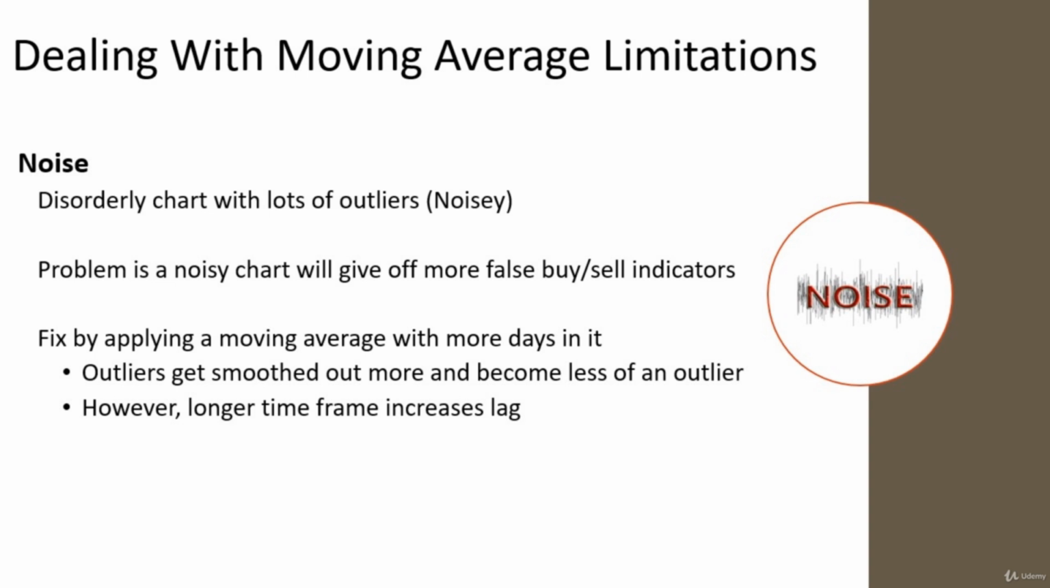You can fix that by applying a moving average with more days in it. Big outliers get smoothed out more and become less of an outlier, because a longer time frame will smooth that out more than a shorter one. However, a longer time frame will increase the lag a little bit more. It doesn't put as much emphasis on more recent prices. So with all these things, you have a give and take. But if you're dealing with a chart that seems real confusing, highs, lows, all over the place, and you want to get a feel for that moving average, try a longer time frame to give you another way of looking at it, understanding though that it might increase the lag.